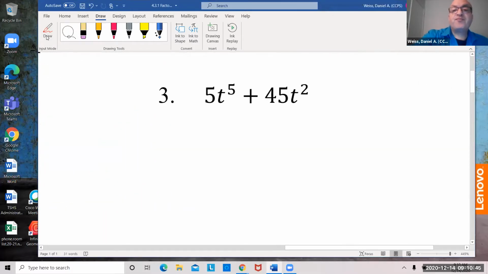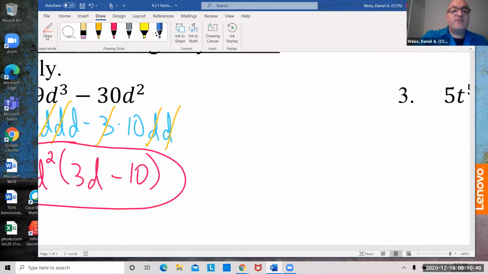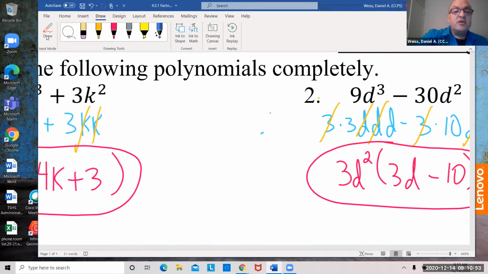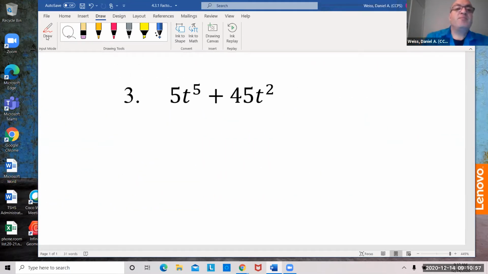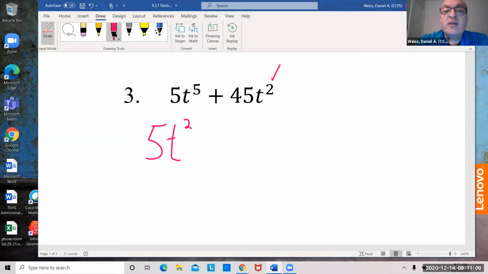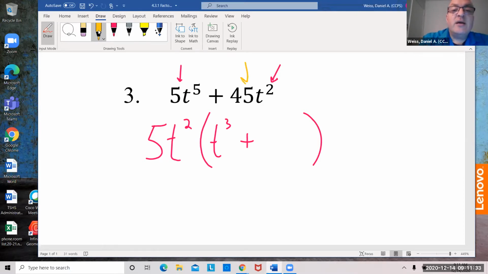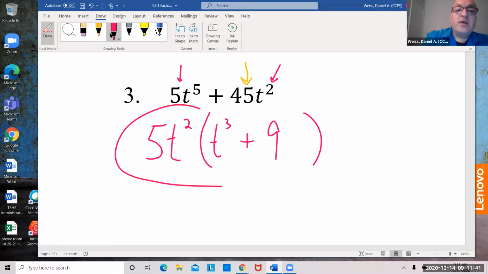Next. So if you want to skip this first step where you cross stuff out, you can skip that step. So I'm going to go right to the answer here. What's common to both terms? 5. And how many t's? T to the second. Remember, the lowest exponent is going to be the greatest common factor. So 5t squared is common to both. What's left? I took out a 5 and a t squared from here, so I'm left with t to the third. From here, I'm taking out a 5 and a t squared. What am I left with? Just 9. I'm done.